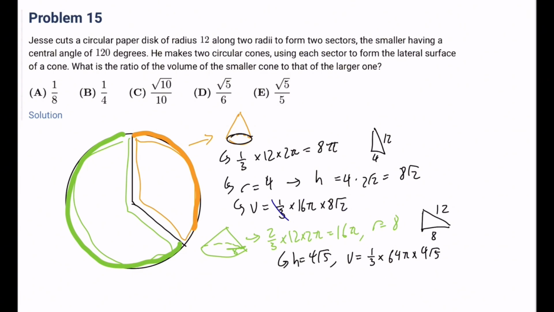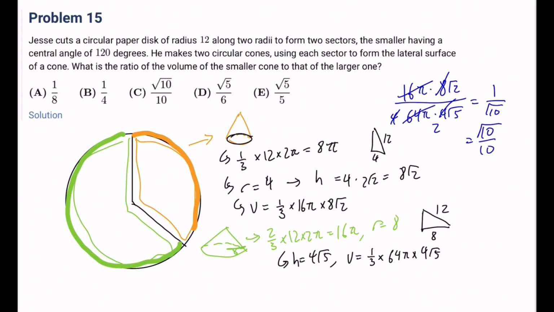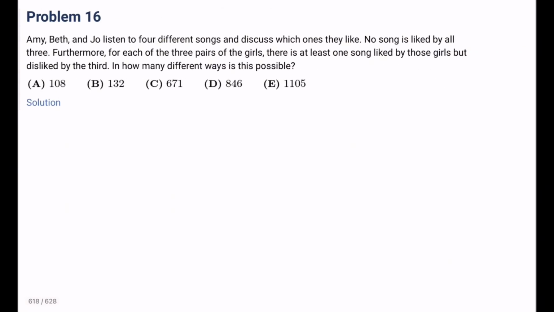And so if we just cancel out the 1/3's, then we're going to have 16 pi times 8 root 2 over 64 pi times 4 root 5. And so these two can cancel, leaving 4, and 8 can cancel 4 and 4 root 5, leaving 2. So this is all 1 over root 10, which is equal to root 10 over 10. And that is our answer. It's C. Number 16, Amy, Beth, Joe listen to 4 different songs and discuss which ones they like.